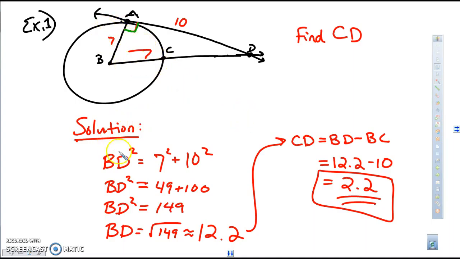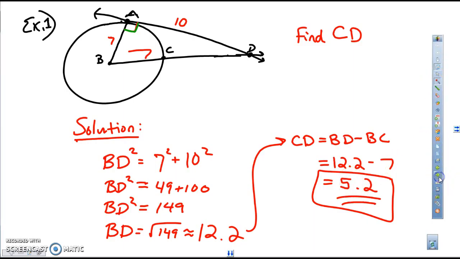So you go ahead and find the length of this hypotenuse using the Pythagorean theorem, and you get 12.2. But we don't want that whole thing, we just want CD. So we subtract, not 10, but 7 from 12.2, and then we should get about 5.2 as our final answer for segment CD.